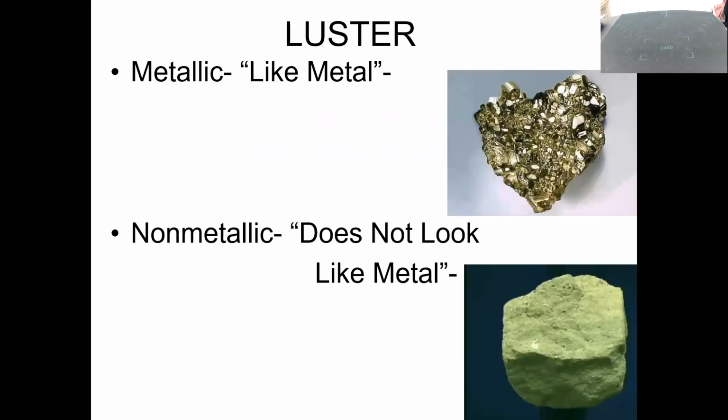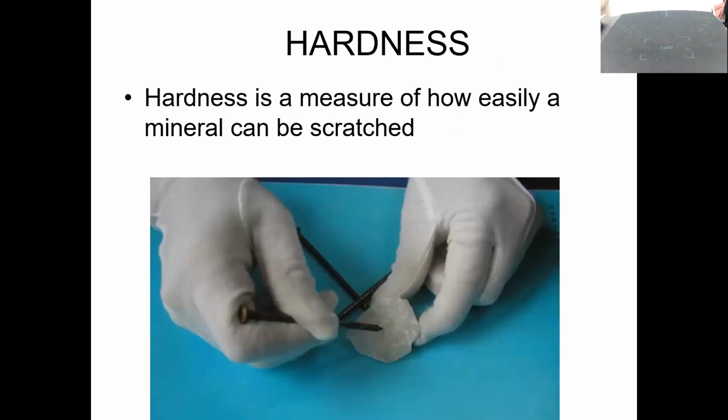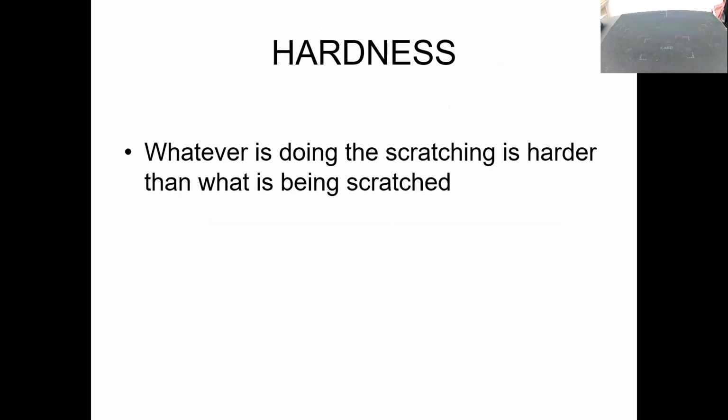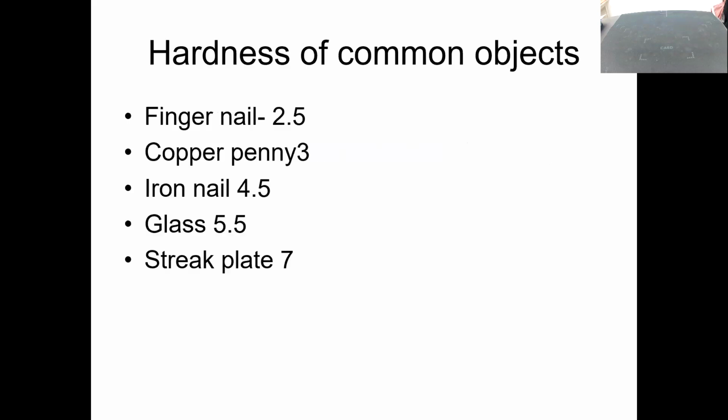Luster, remember, there's only two choices: looks like a metal and does not look like a metal. Hardness is determined by how easily you can scratch a mineral. And what I said yesterday is whatever's doing the scratching is harder than whatever's being scratched. So if your fingernail can scratch the mineral, your fingernail's harder. If your mineral can scratch the glass, then the mineral's harder than the glass. Whatever's doing the scratching is harder.